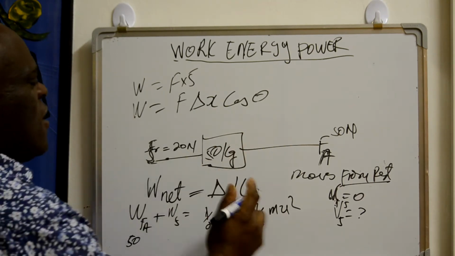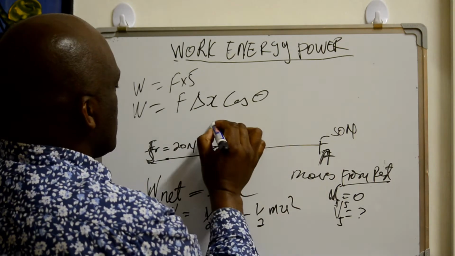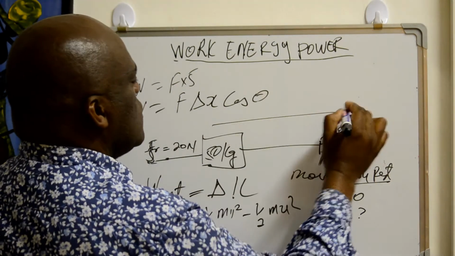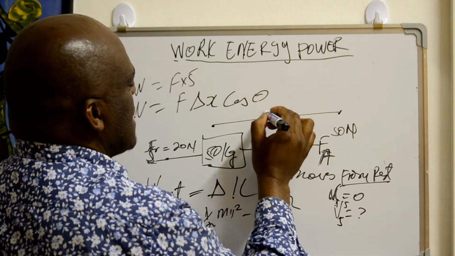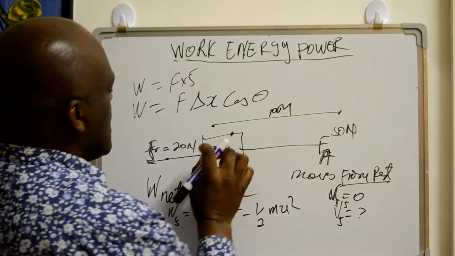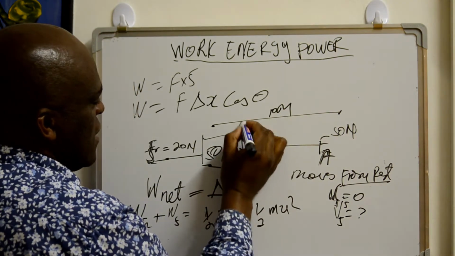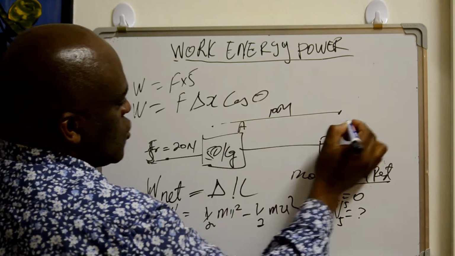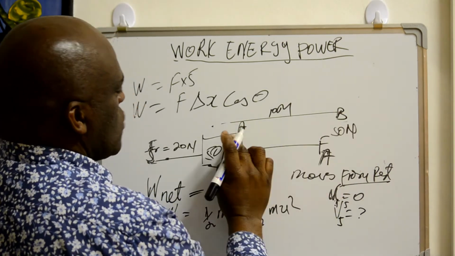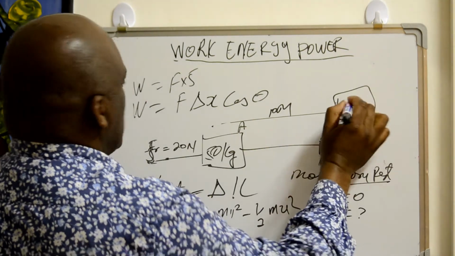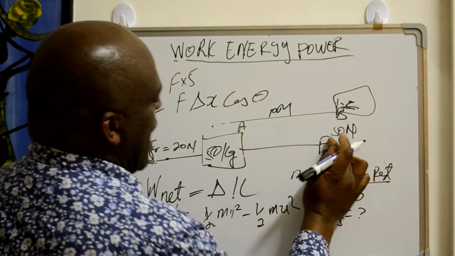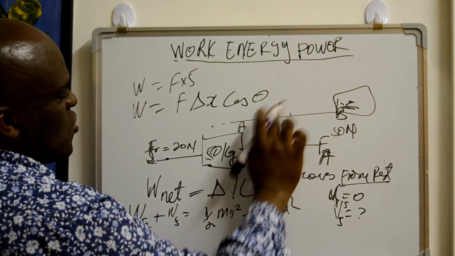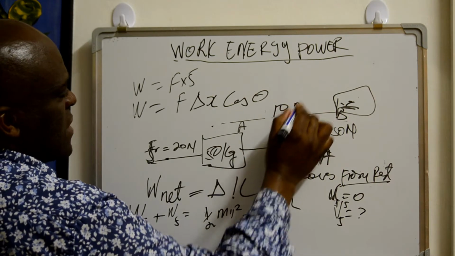Delta X, let's say it moves a distance. This box moves from here to there, let's say a distance of 10 meters. That's the distance moving this box from A to B. The box was here and then the box ended up here. Let's say for that argument, it moves from here to here, and that distance is 10 meters.